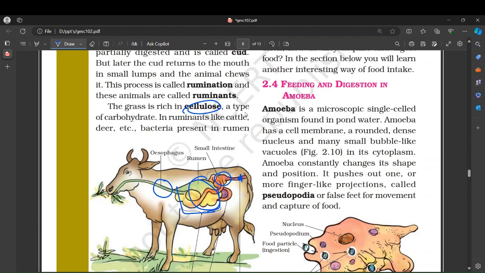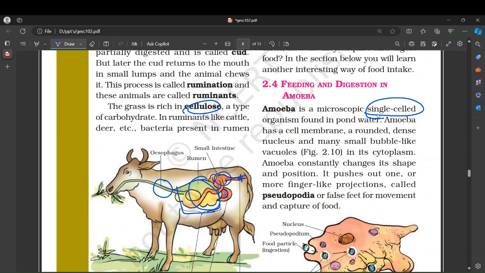So let's understand. You may have heard about the amoeba, right? It is a microscopic single-celled organism. Microscopic means you cannot see it with your bare eyes only. You need a microscope. That's why it is called microscopic. It is single-celled because it has a single cell only, which is found in pond water. Amoeba has a cell membrane, a rounded, dense nucleus, and many small bubble-like vacuoles.